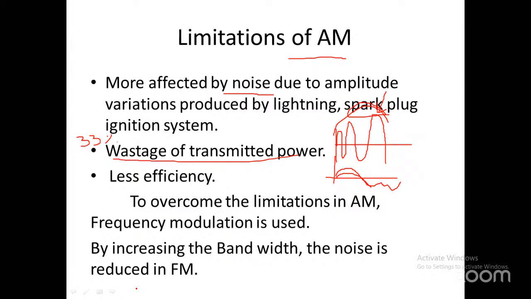Whereas frequency modulated signals use very high frequencies when compared to AM signals. AM signals are in kilohertz and FM is in megahertz, like 93.5 megahertz. So they are in megahertz. Kilo means 10^3, mega means 10^6.